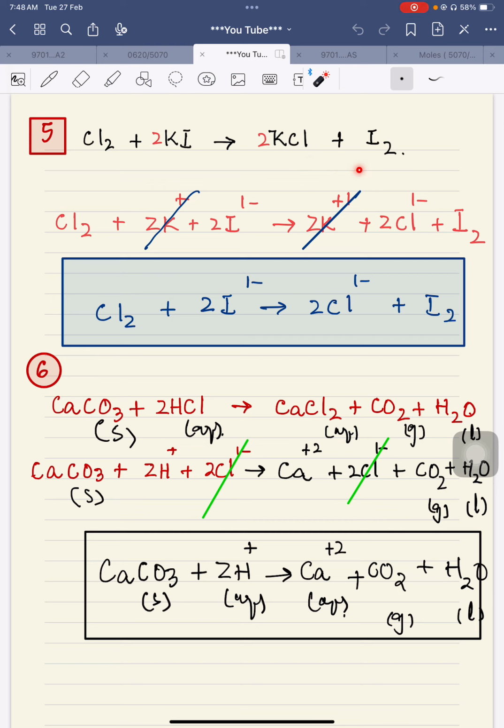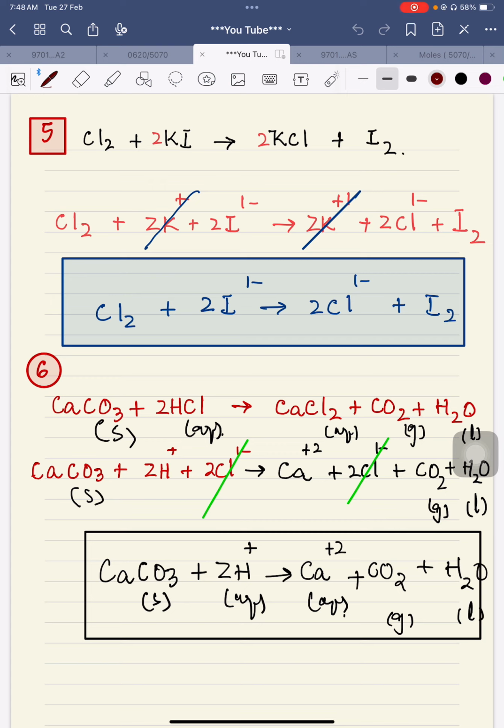Okay, it is related to the reactivity in group number 7, which we have studied in the topic of periodic table earlier. Now I am telling you that Cl2 will be considered as insoluble, whereas KI is going to convert itself into its ions.